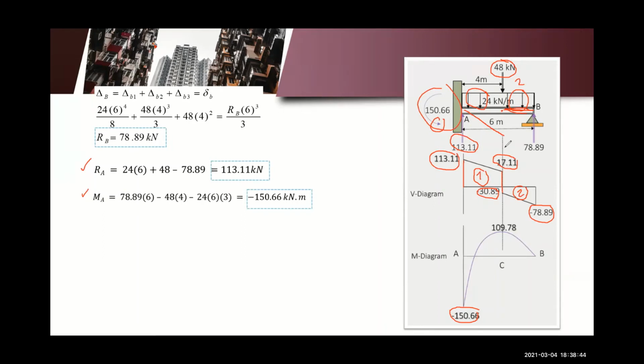Add lang yung area. Now, this is a trapezoid. Negative 150.66 plus the area of this trapezoid will give you 109.78. Then 109.78 minus the area of the second trapezoid should be equal to 0. So, area of the trapezoid na 113.11 plus 17.11 divided by 2 times the distance. If hindi nyo pa alam yan, I suggest you recall your areas. Now, again, for those medyo confused pa sa shear and moment diagram, I suggest you review that.